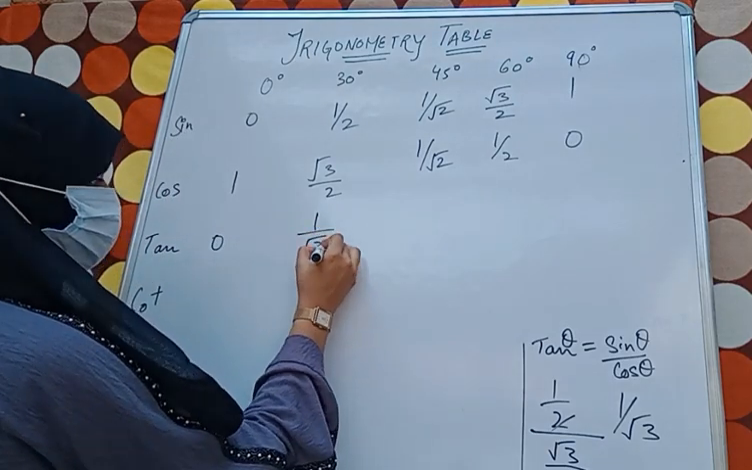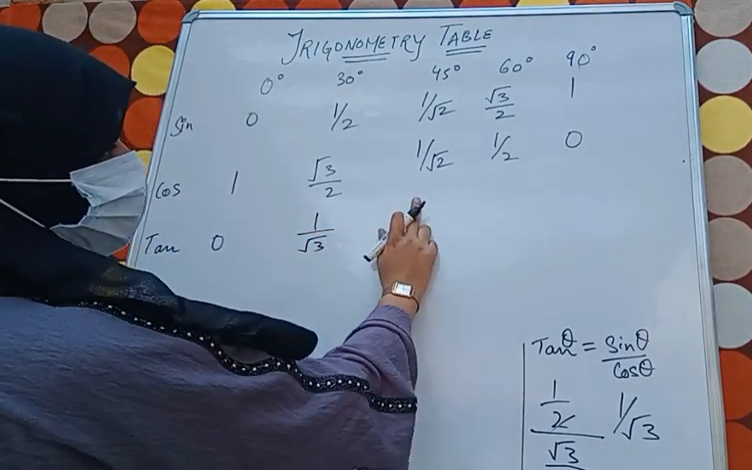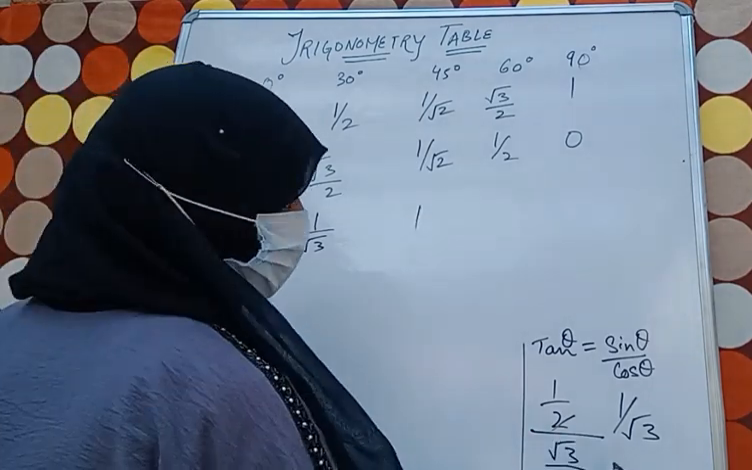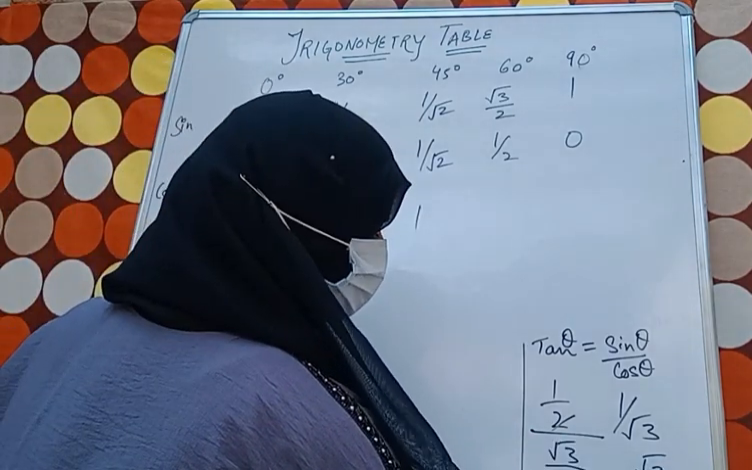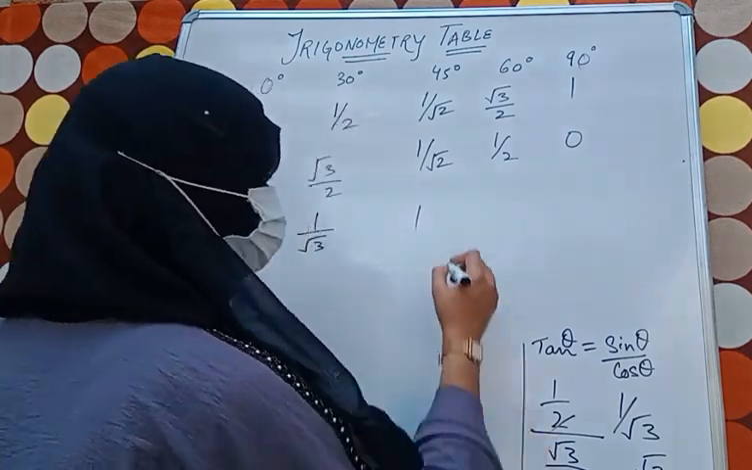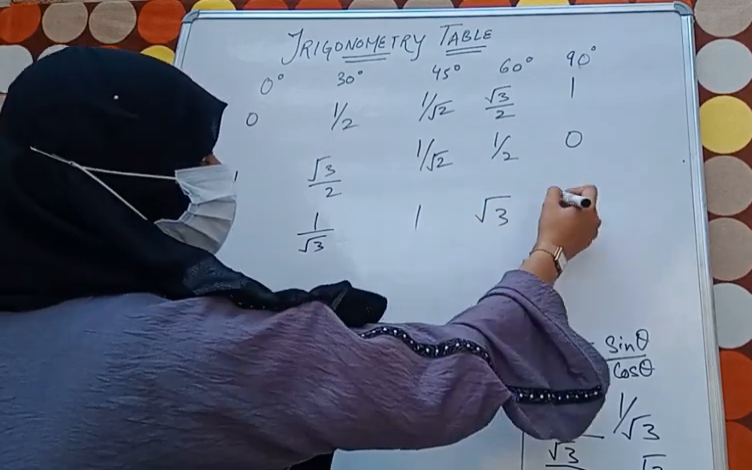1 upon root 3. Fine. Now we can see it will be cancelled. So it will become what? 1. And we know root 3 upon 2 divided by 1 upon 2. So 2 will be cancelled. It will become what? Root 3.